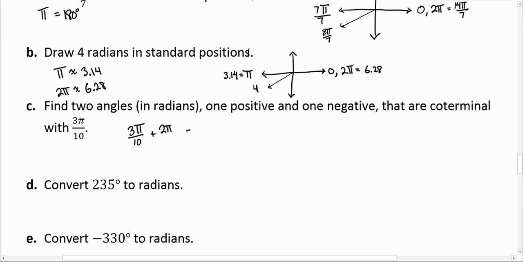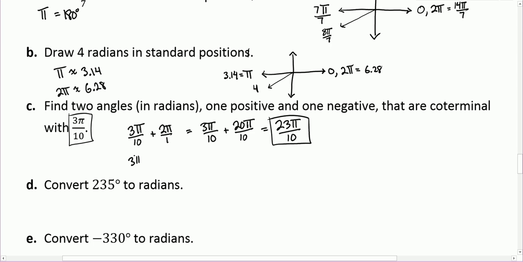Well, let's get a common denominator because we're working with fractions. That's 3 pi over 10 plus 20 pi over 10, because I took the 2 pi over 1, multiplied top and bottom by 10, and then when we add, we get 23 pi over 10. That is a positive coterminal angle with 3 pi over 10. And then subtract, and we get 3 pi over 10 minus 20 pi over 10, which is our 2 pi, and that is negative 17 pi over 10.